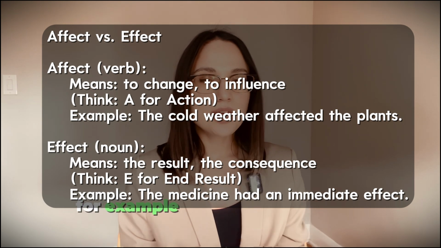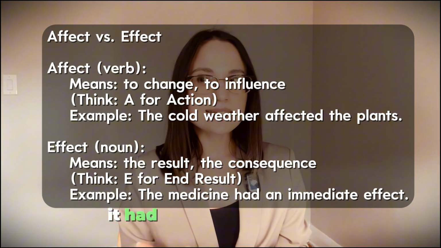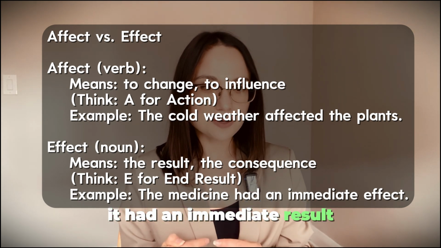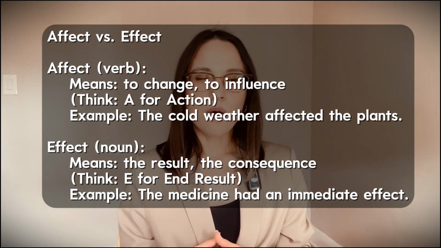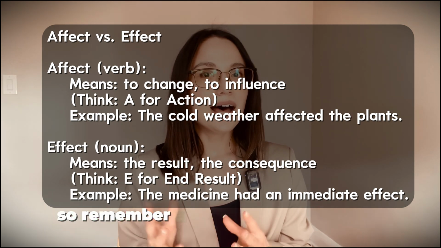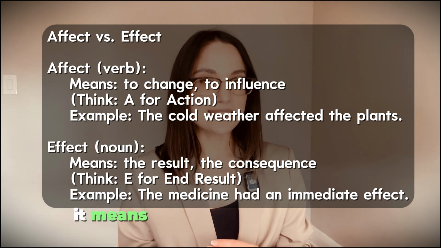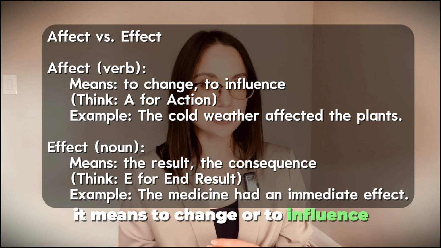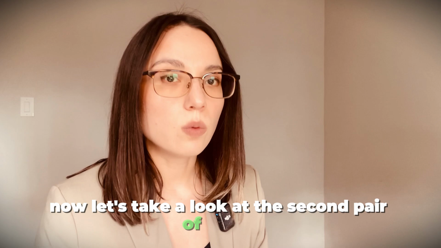For example, the medicine had an immediate effect. It had an immediate result. What was the effect of the storm? What was the result of the storm? So remember, affect with an A is a verb. It means to change or to influence. Effect with an E is a noun and it means the end result. Now let's take a look at the second pair of words.